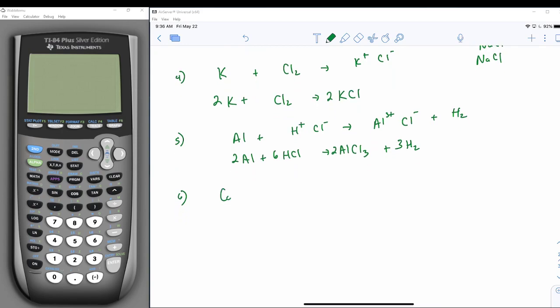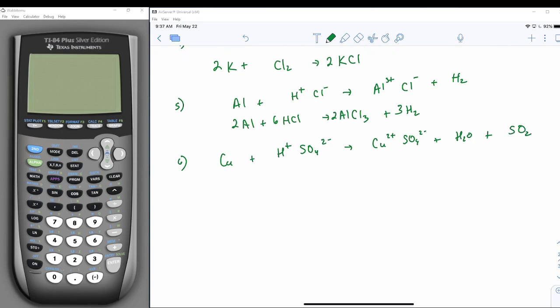6. Copper plus sulfuric acid, which is H+ and sulfate, yields copper(II) sulfate, so copper 2+, sulfate 2−, plus water, plus sulfur dioxide. Sulfur dioxide is a covalent compound, so it literally tells you how many of each substance you have. So Cu plus H2SO4 yields CuSO4 plus H2O plus SO2.